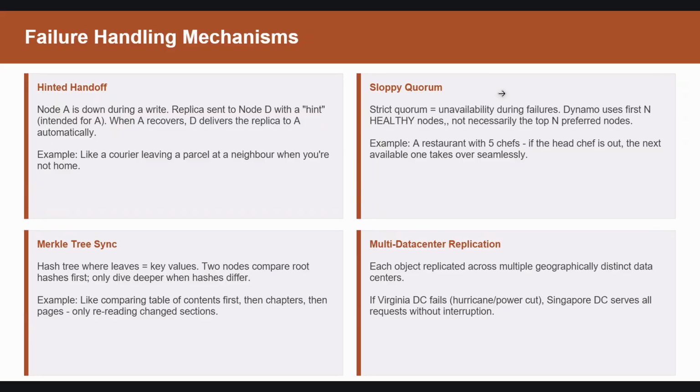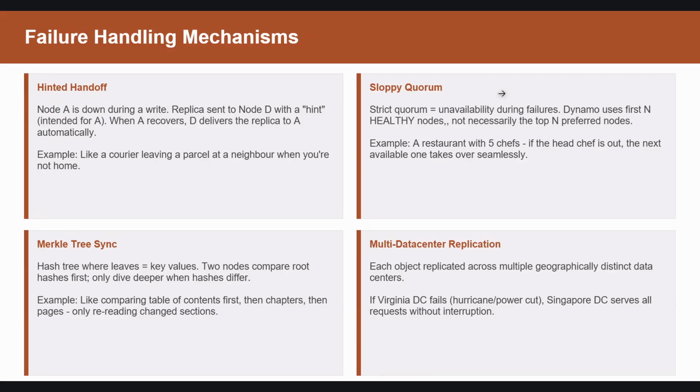The second one is sloppy quorum. Normally, a strict quorum means you must get a response from specific nodes, but if those nodes are down, the whole operation fails. Dynamo is smart. It says use the first N healthy nodes available, not necessarily the perfect ones. Think of a restaurant with five chefs. If the head chef calls in sick, you don't close the restaurant.